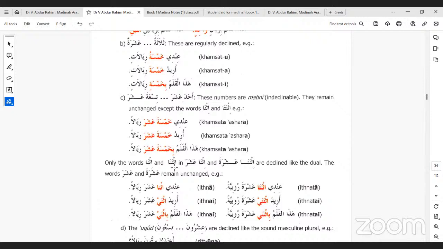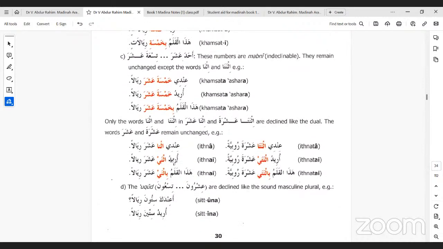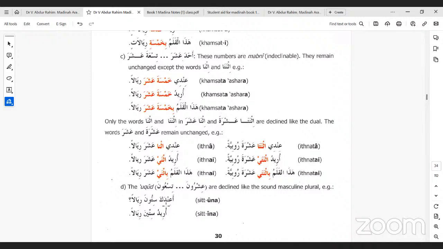For example, isna ashara riyalan and indi isnata asharata rubiyatan. And then uridu isnati asharata rubiyatan and uridu isnai ashara riyalan. Isnati, okay. And then hazal qalamu bi isnati asharata rubiyatan and hazal qalamu bi isnai ashara riyalan. So it's showing the difference between the numbers with al-rubiyya, and when they become mansoob and majroor.